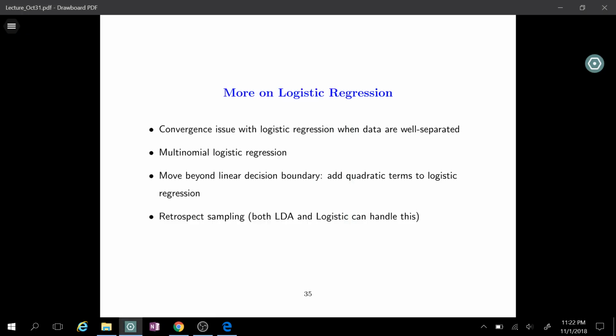So far, we have talked about the convergence issue with logistic regression. We only focused on binary logistic regression, but its extension to the multinomial case, meaning we have more than two outcomes, is straightforward, so I will leave this as additional reading for students. We focused on linear models, but extension to nonlinear models is trivial. We can just add a quadratic or cubic term to logistic regression. And the last issue I'm going to talk about is retrospective sampling.